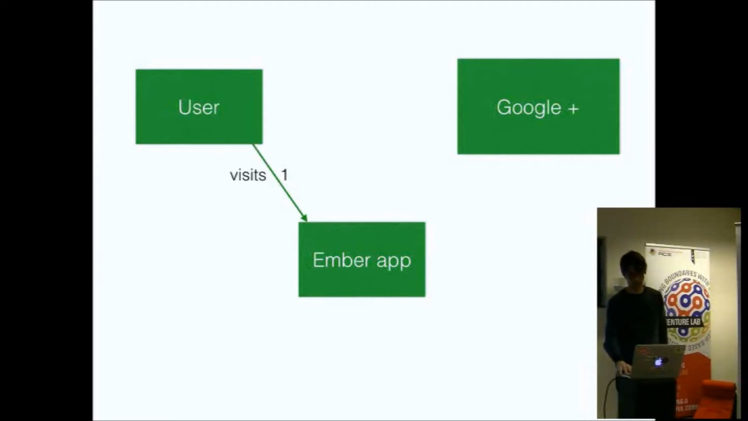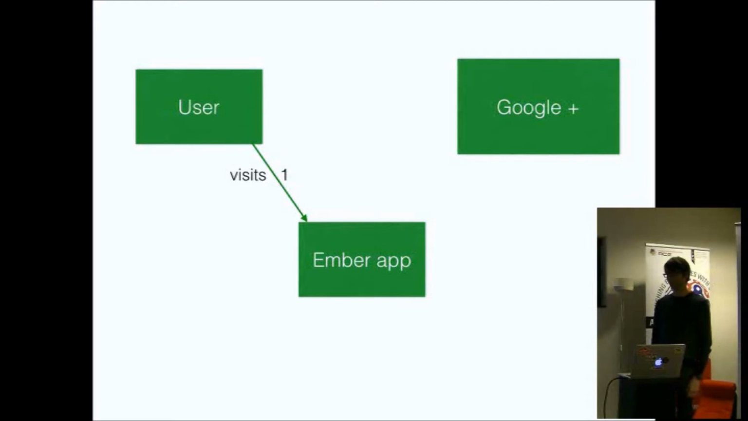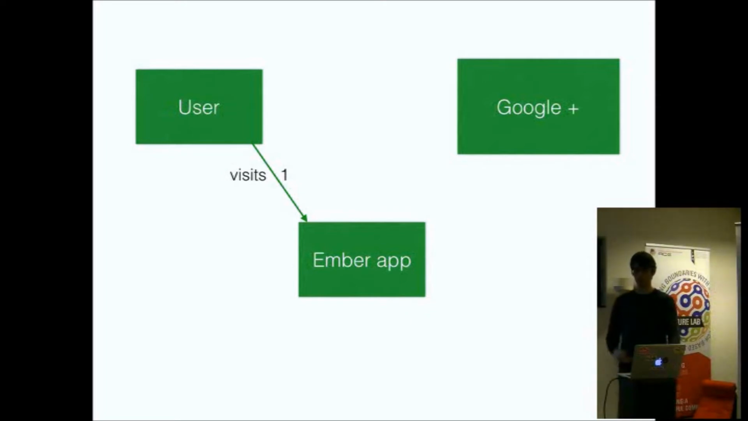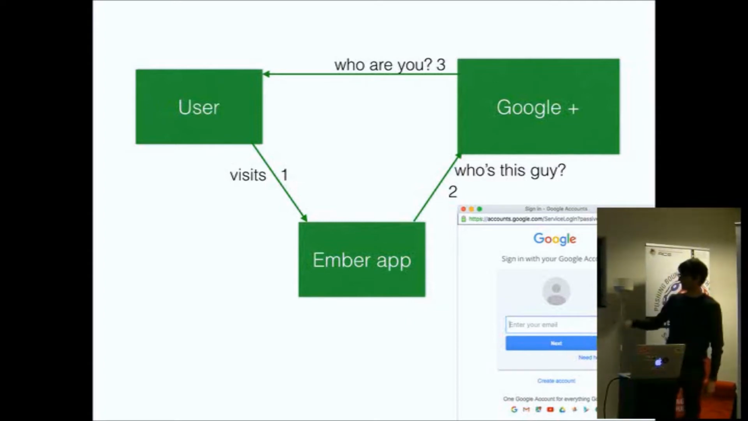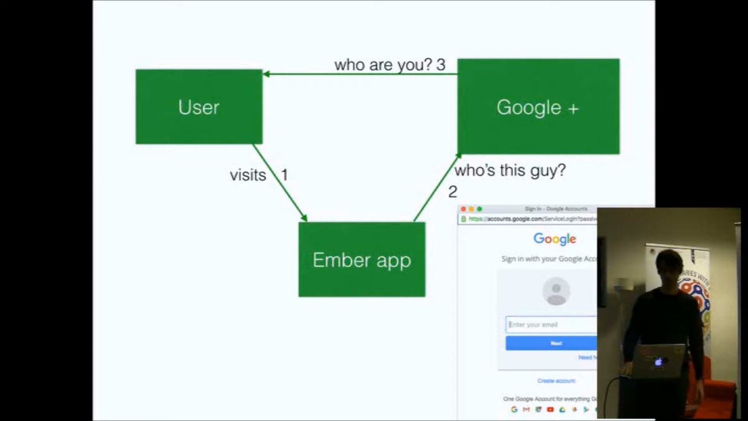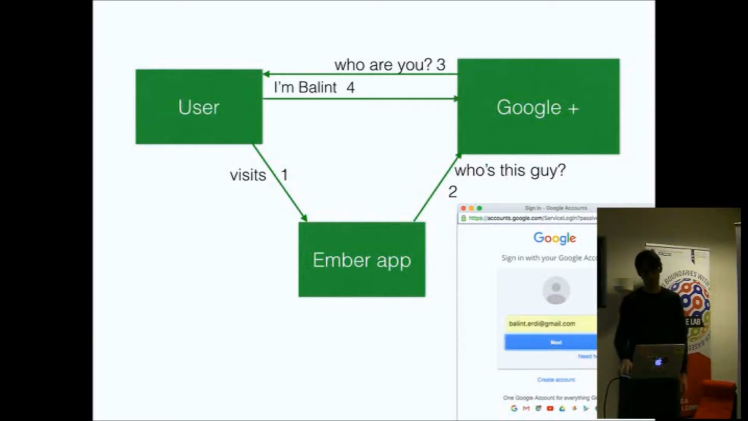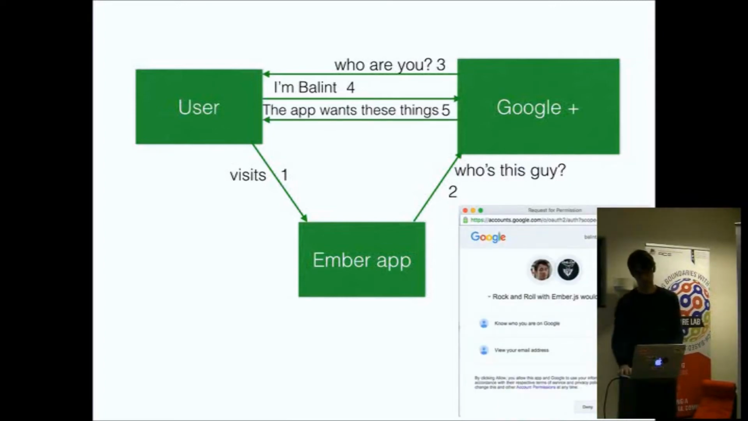Same thing. So it starts with the user visiting the Ember app. And then we assume that the user needs to be authenticated for that thing to be shown in the Ember app. So the Ember app turns to the provider, to Google+, asking, who is this guy? And then Google+ pops up a little window asking the user, who are you? And that's the stage where I need to input my username or email and password. So I say, hey, I'm Balint.